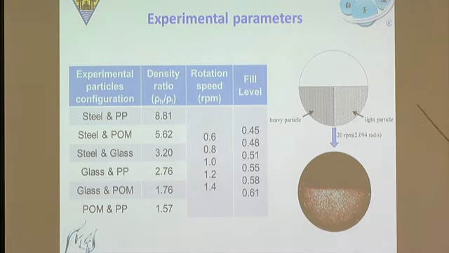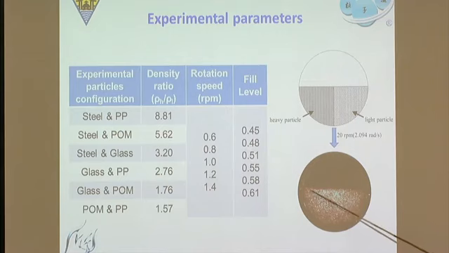Before the experiment, we put heavy particles and light particles with the same volume, half and half. Then we rotate the drum at about 20 RPM. So the core segregation forms roughly from here. Of course, because the sizes are the same, the core segregation is not so clear.